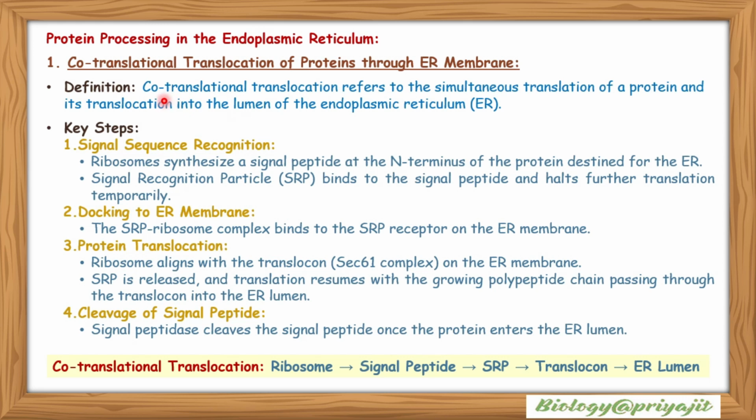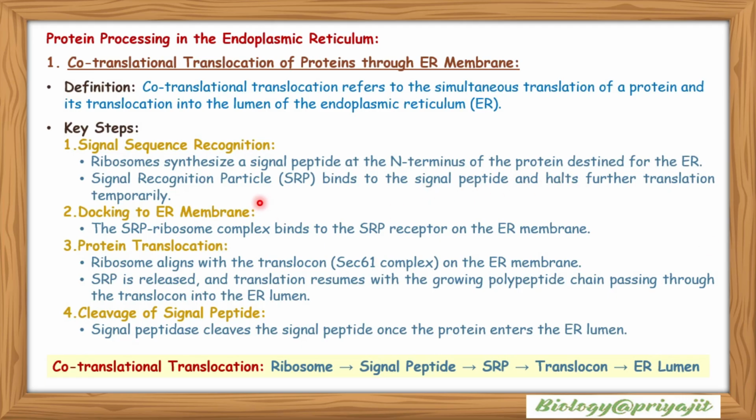What is the definition? Co-translational translocation refers to the simultaneous translation of a protein and its translocation into the lumen of the endoplasmic reticulum. What are the key steps? Signal sequence recognition: the ribosome synthesizes a signal peptide at the N-terminus of the protein destined for the endoplasmic reticulum.